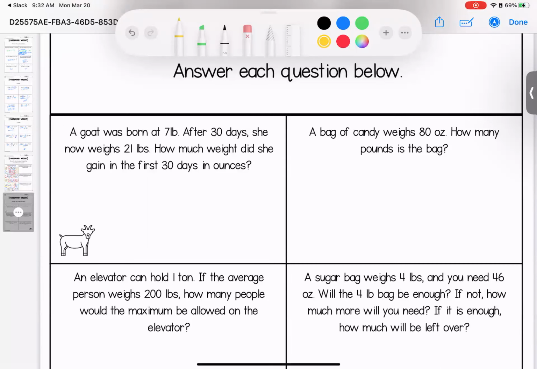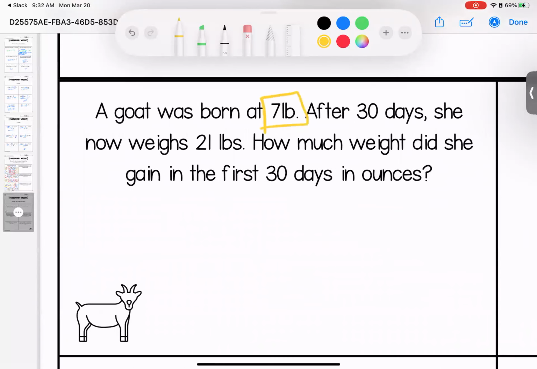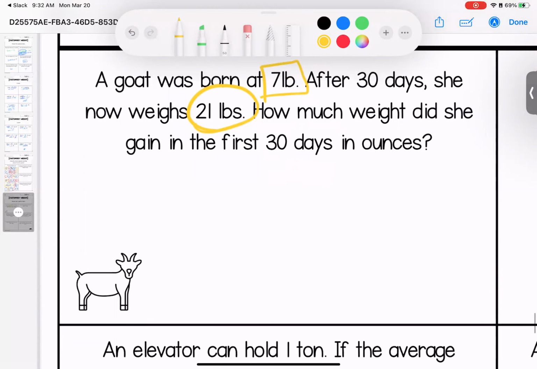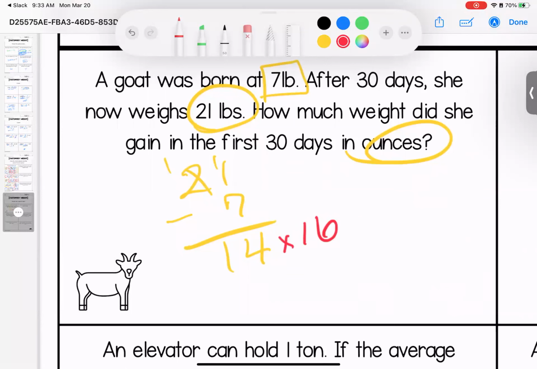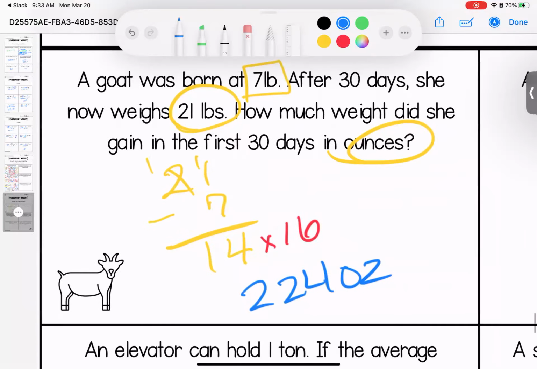All right, lovies. A goat was born at 7 pounds. After 30 days, she now weighs 21 pounds. How much weight did she gain in the first 30 days? Well, I know that there are 16 ounces in a pound, and it wants it in ounces. So I'm going to start with how many pounds did we gain? So 21 minus 7 is 14. So she gained 14 pounds, but I want it in ounces. So I'm going to multiply that by 16. And that is going to give me 224 ounces.